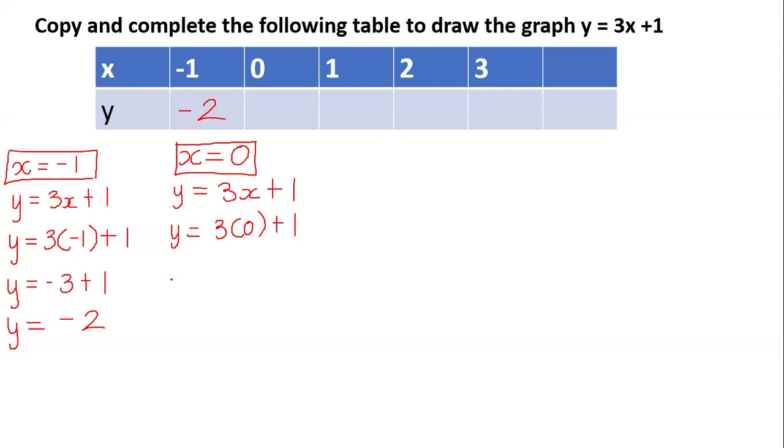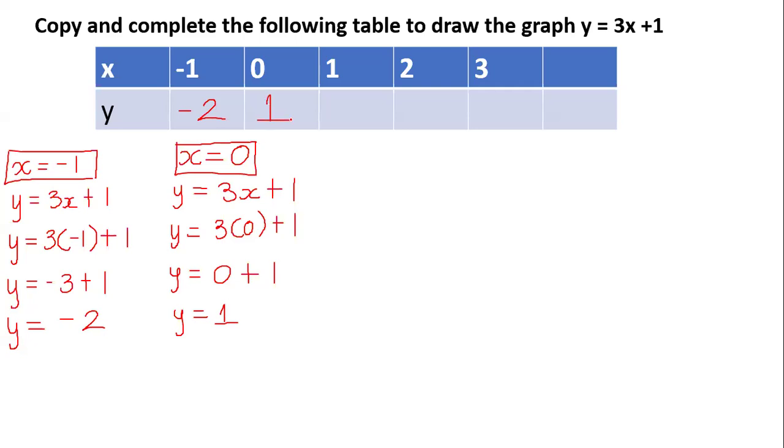What is 3 times 0? 3 times 0 is 0. Very good. Plus 1. And what is 0 plus 1? It's 1. Very good. So the answer is going to be 1.